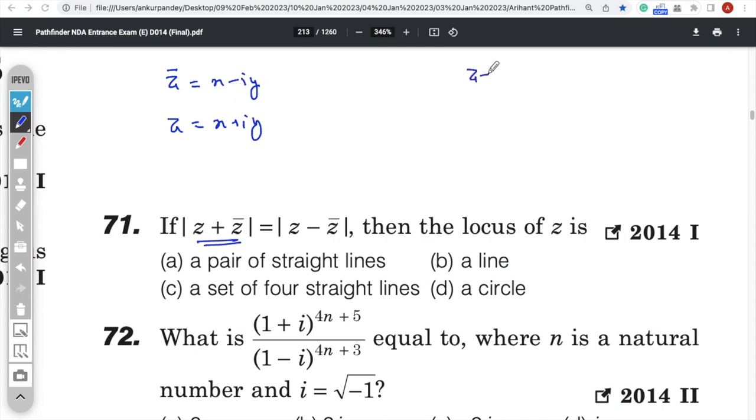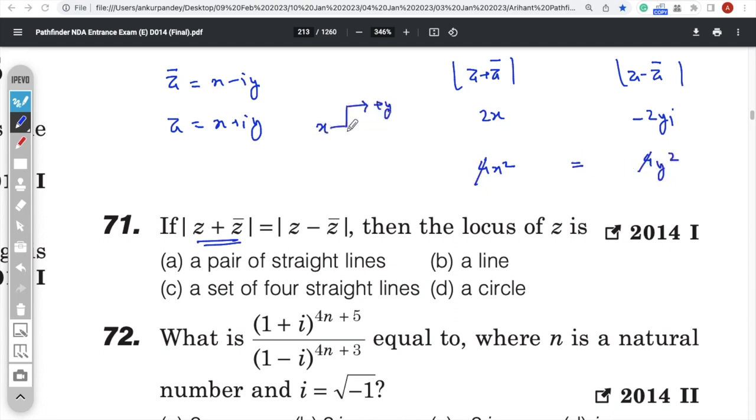You will get 2x, right or not? Whereas when you subtract them, x and x cancel, right? Minus 2yi. Yes or no? Okay, sir. What is the mod of this? 4x square. What is the mod of this? 4y square. They are equal. 4 and 4 got cancelled. X square equal to y square means x can be plus y, x can be minus y. It's a set of two straight lines. Okay, sir. Barabar?